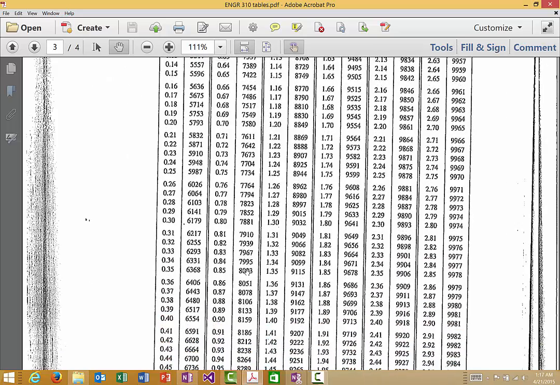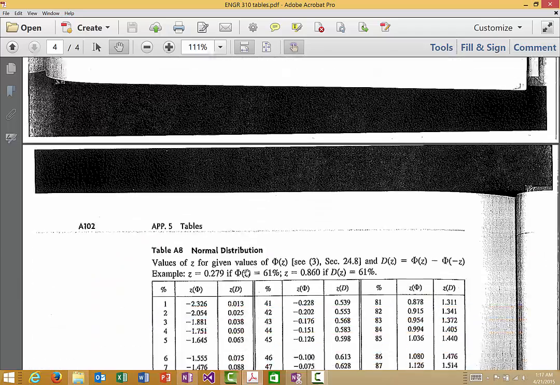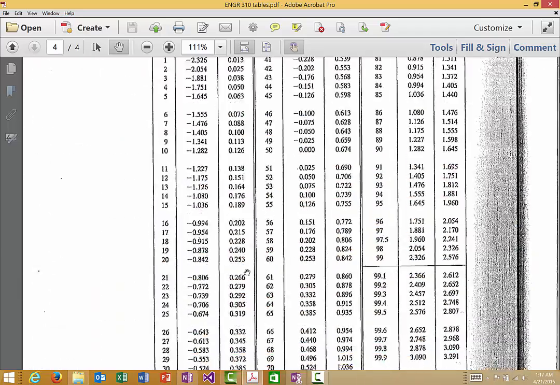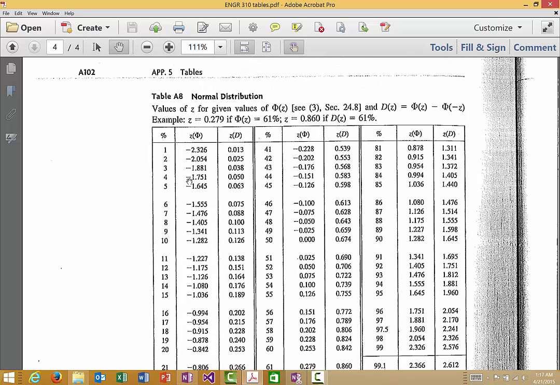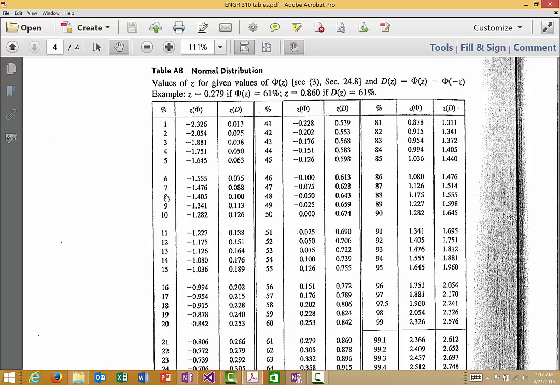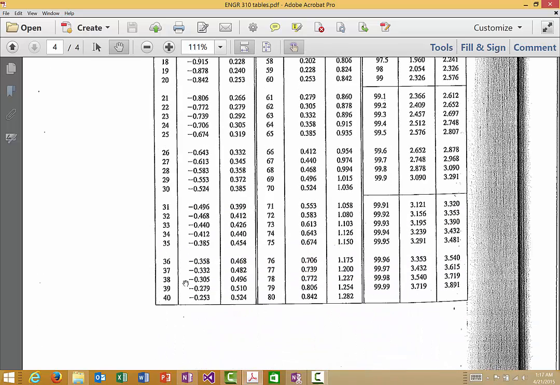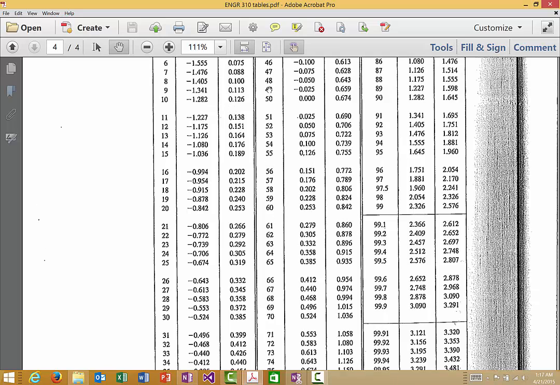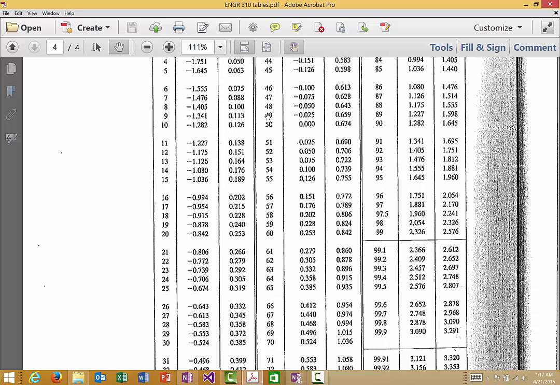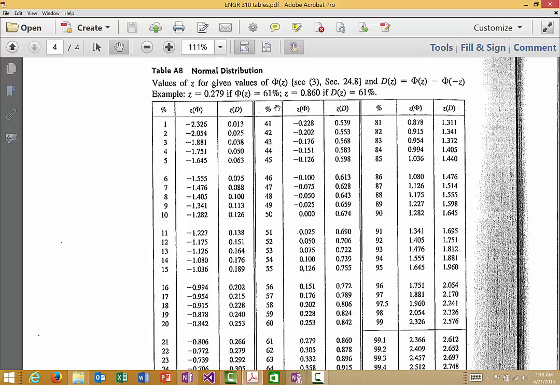So let's look maybe over here at table A8. Now this one has a different format. Rather than being given a z and finding the phi, this is given a phi, you find the z. So we have the percentage here. Let's look at 50%, and 50% is right here. And so what z goes with 50%? You see, this is the percentage, 50%, and what z goes with that? 0.